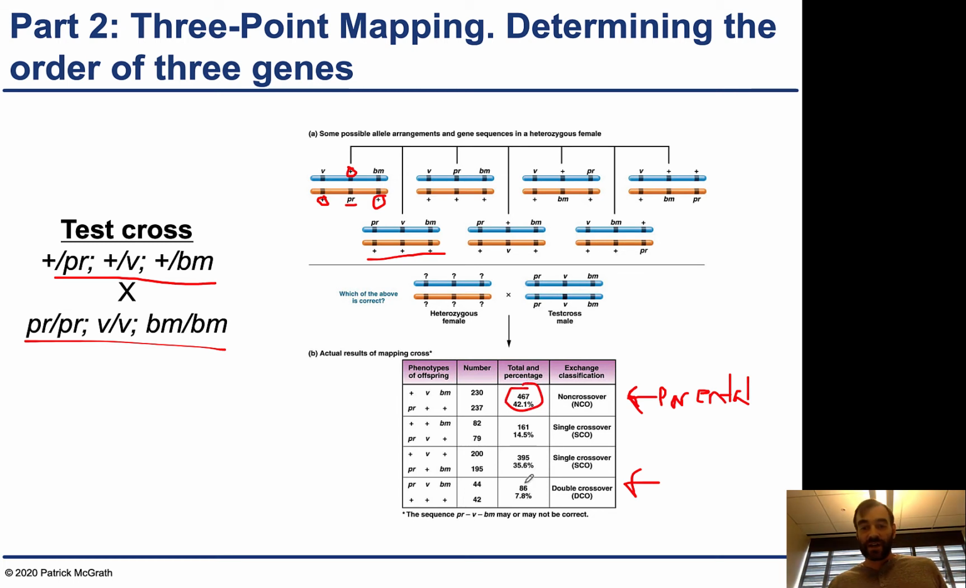And then I'll show you in a second how you use the double crossover. These are the least common, and that's how we use them in order to infer the order. If we add up all of the offspring that were these, we have 467, so 42.1% are this. You'll notice that the gametes are opposite of each other. And in this case, there's only 7.8% that represent this, and that's how we determined that that was the double crossover. And so now we can use this to determine the parental gamete, so plus VBM.